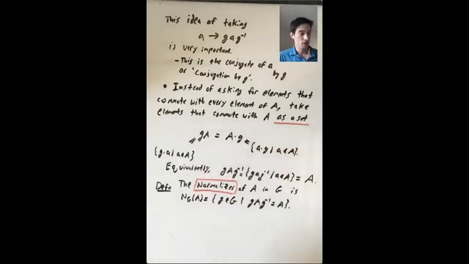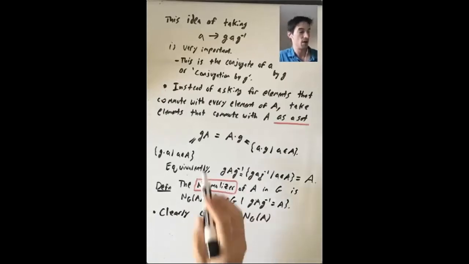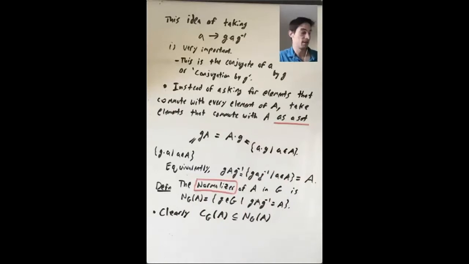Okay, so first, I just want to note that clearly the centralizer, which asks for elements that commute with every element in the set A, is a subset of the normalizer, which asks for elements where GA equals AG for the whole set. But they don't have to be necessarily equal. So let me give you an example.